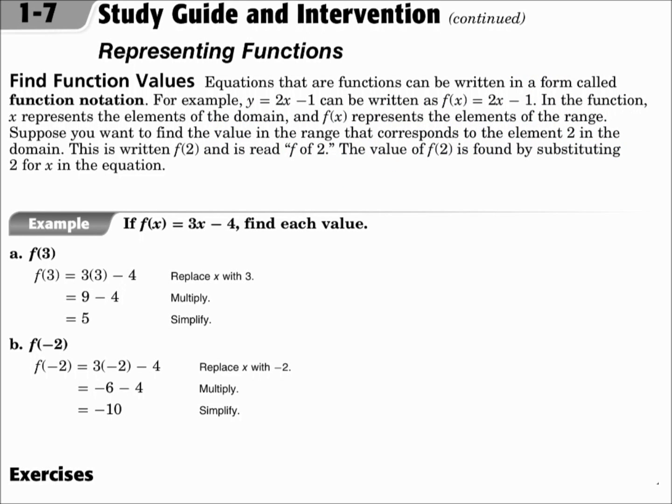Find function values. Equations that are functions can be written in a form called function notation. For example, y equals 2x minus 1 can be written as f of x equals 2x minus 1. In the function, x is the domain and f of x is the range. Suppose you want to find the value of the range that corresponds to the element 2 in the domain. This is written f of 2. To find this, substitute 2 for x in the equation.